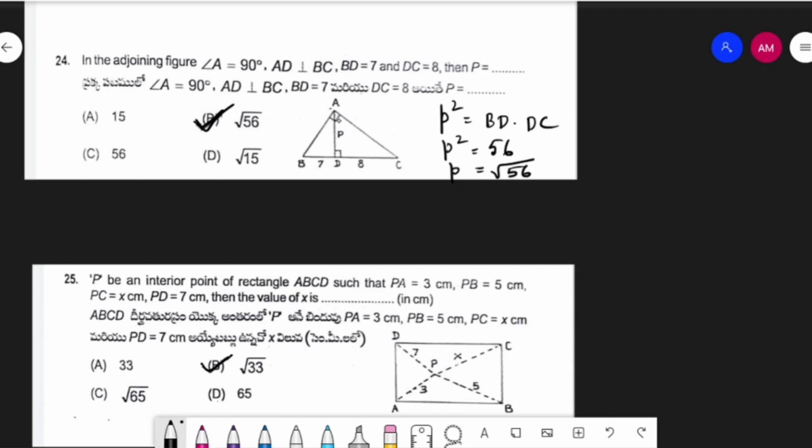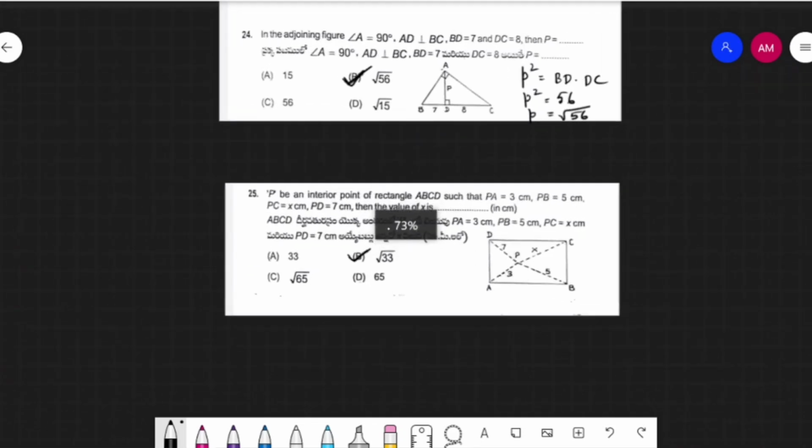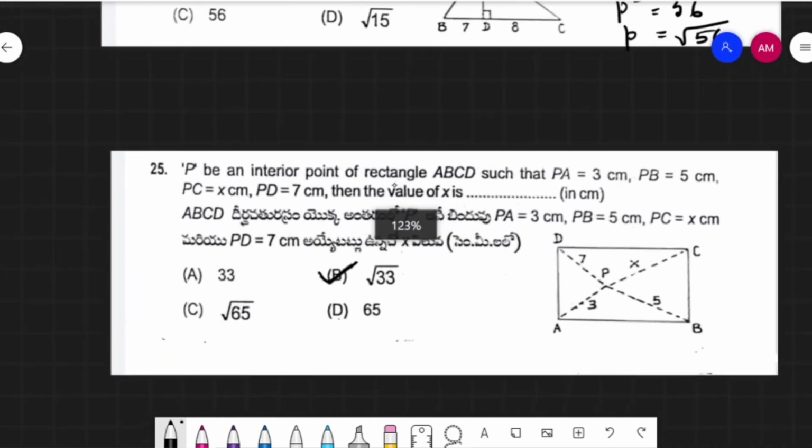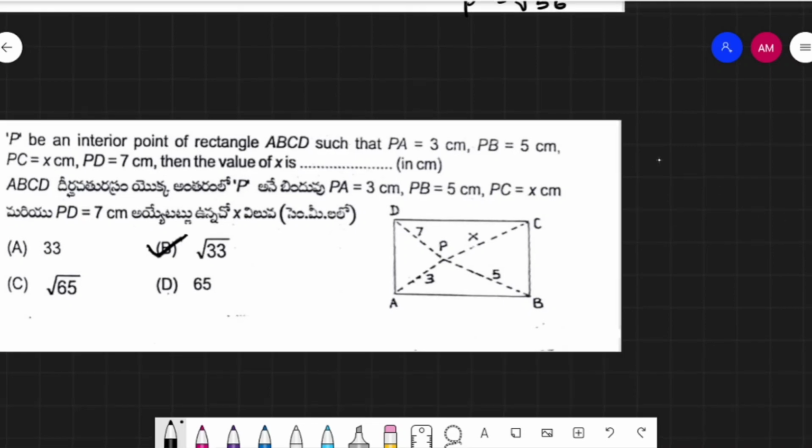Since angle A is equal to 90 degrees and angle D is equal to 90 degrees, P square is equal to BD into DC. So what is the correct option for the 24th problem? It is B. Let us move to the 25th problem.